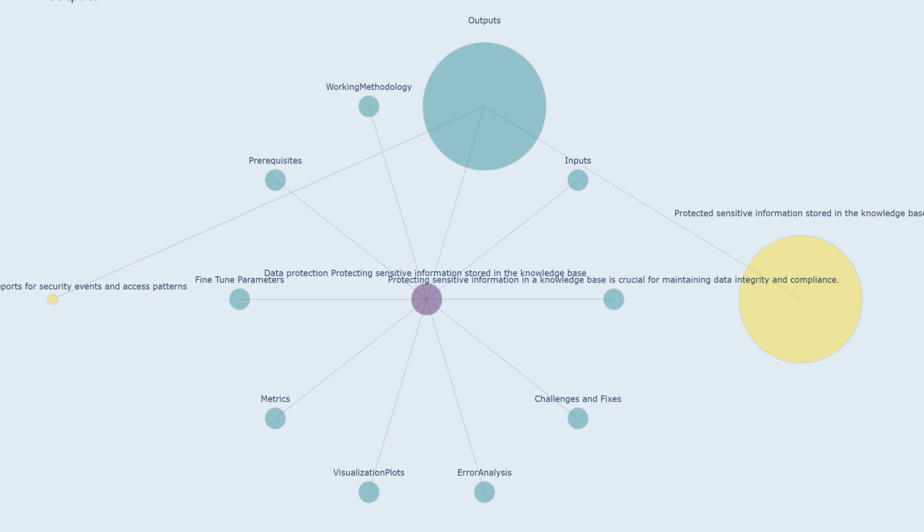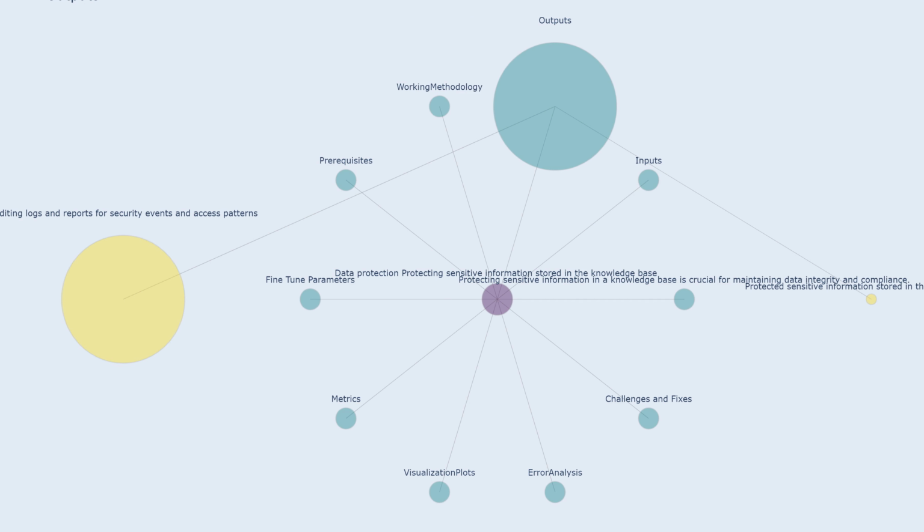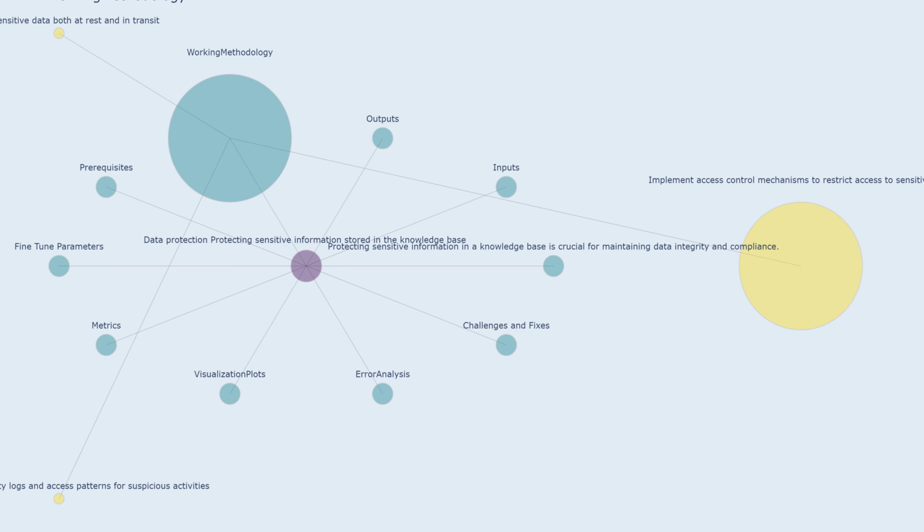Outputs. Protected sensitive information stored securely within the knowledge base. This means ensuring that unauthorized access is prevented and data integrity is maintained. Auditing logs and reports that document security events and access patterns. These logs can track who accessed what data, when, and from where, providing valuable insights for security analysis and incident investigation.